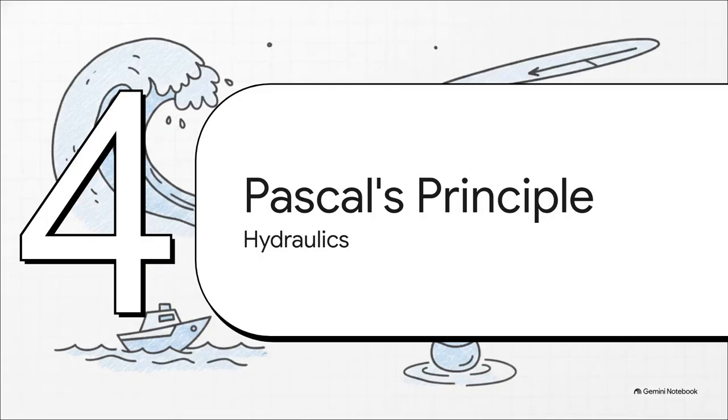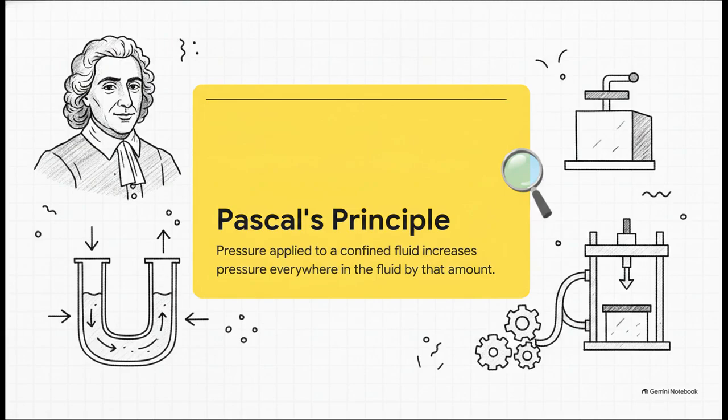Section 5, Pascal's Principle and Hydraulics. Okay, so back in the 1600s, this French physicist named Blaise Pascal figured out a monumental quirk of physics. He realized that if you have a confined fluid, meaning it is trapped and has absolutely nowhere to go, and you apply pressure to it, that fluid transmits the applied pressure equally in all directions. This one simple principle is the entire secret behind massive, heavy hydraulic machinery.